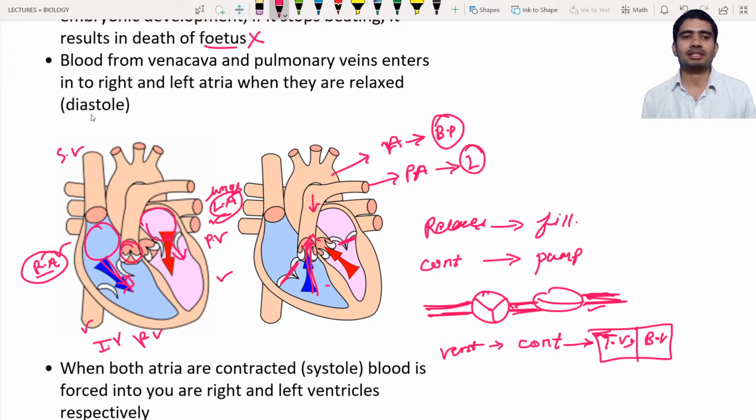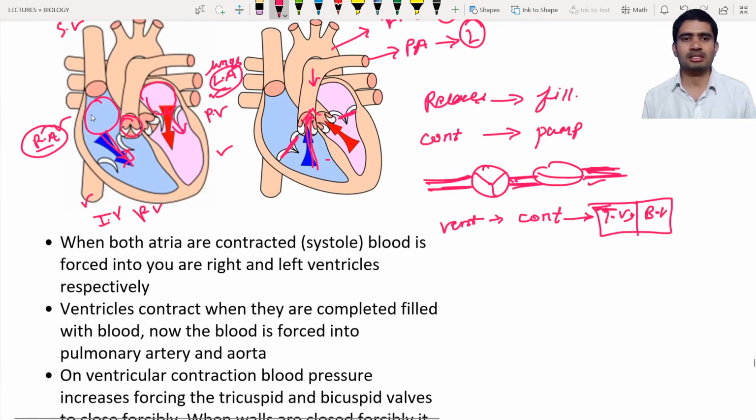So to prevent backflow of the blood from these blood vessels into the ventricles, these valves are going to close. This is the main important factor here. So these valves are preventing the backflow of the blood into the chambers. Now you can see here.